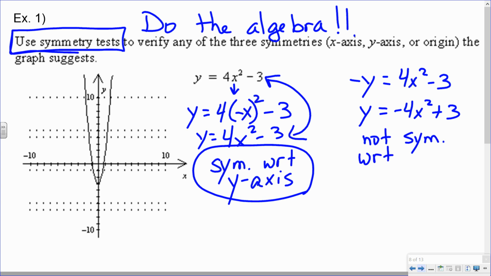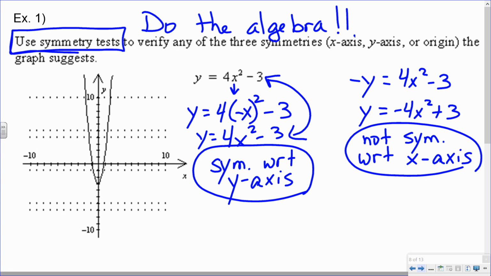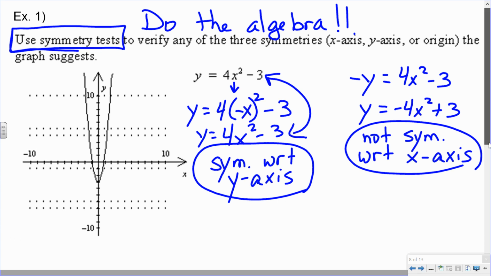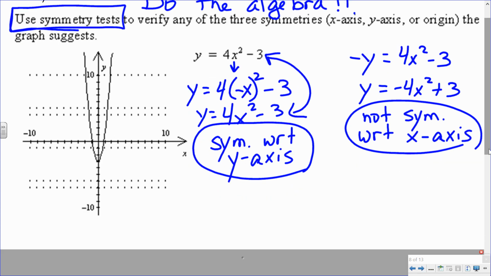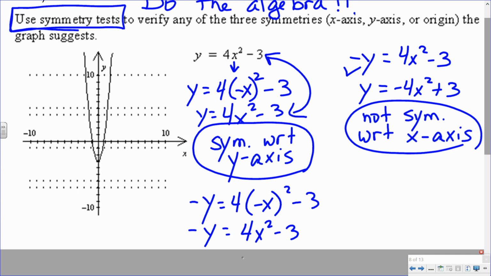With respect to, we changed y, so the x-axis, making sure I can read that that was x-axis. For origin, we need to try to change both at the same time. So I'll change y to minus y, and instead of x times x, I'll do minus x times minus x. So I have minus y equals 4x squared minus 3. Exactly what I had here that didn't work. So it's not going to work here either. So not symmetric with respect to origin.